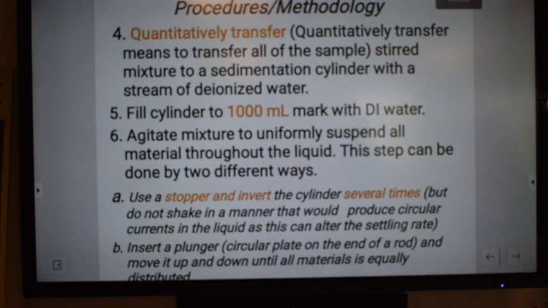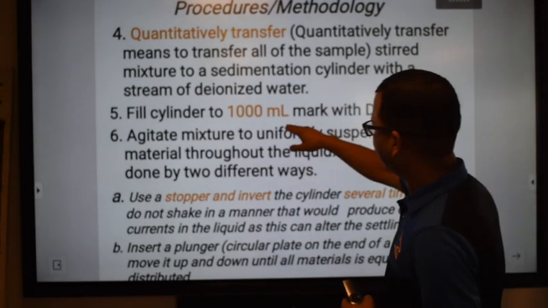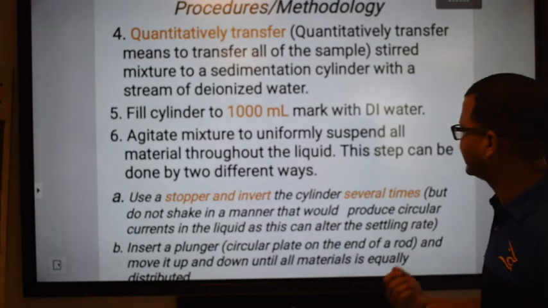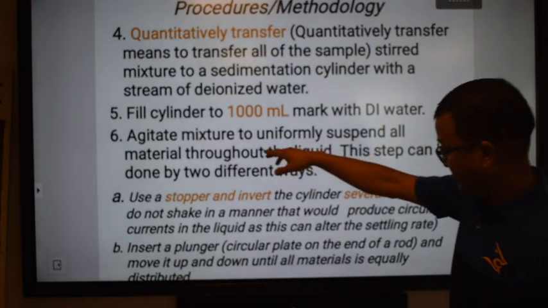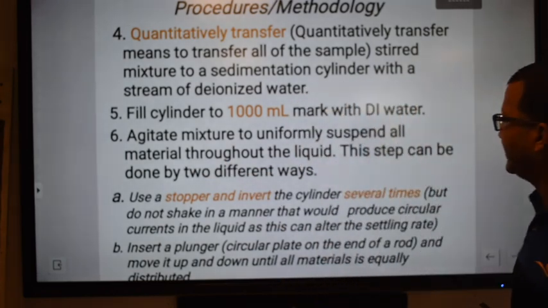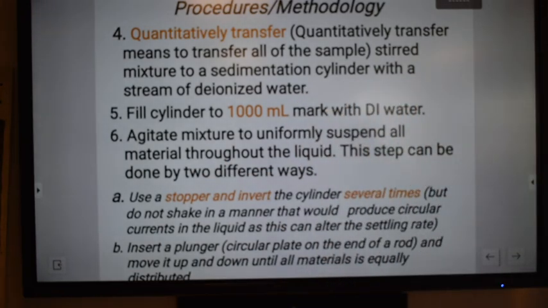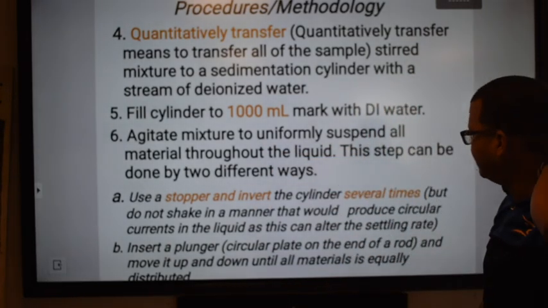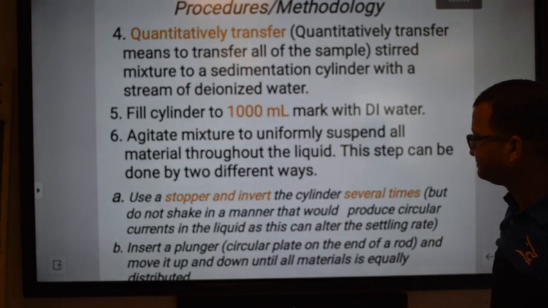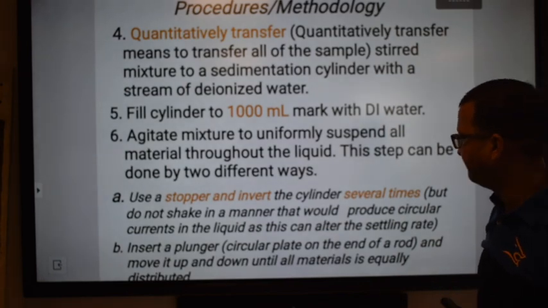So they have a sedimentation cylinder here, and we'll fill up that cylinder up to like 1,000 milliliter, which is exactly like the 1 liter mark. And then we need to agitate that mixture uniformly to suspend all the materials throughout the liquid. This step 6 can be done in 2 different ways. You can use the stopper and invert it several times, or you can use the plunger.